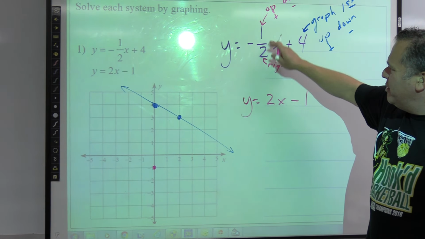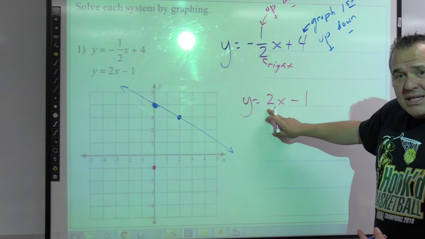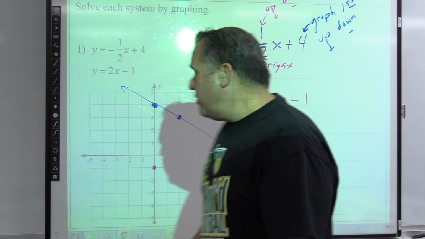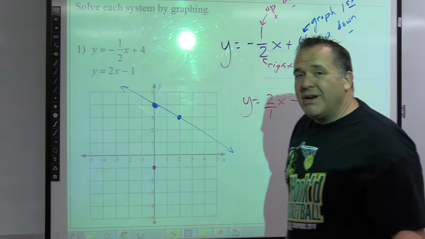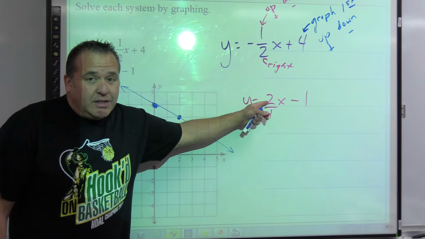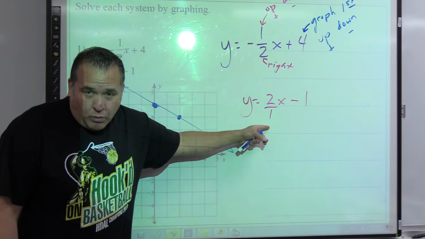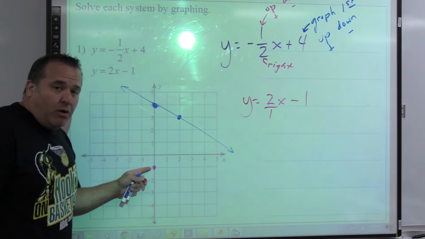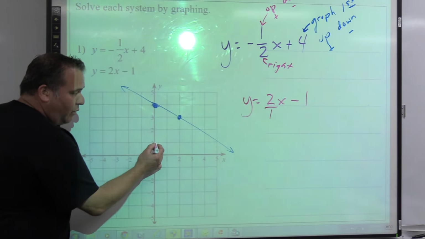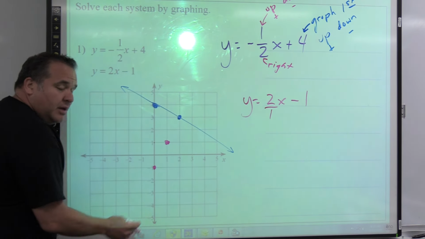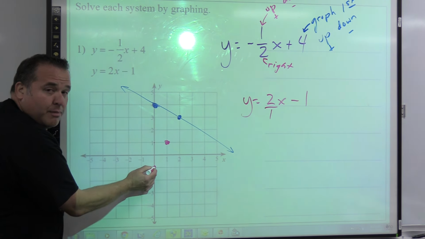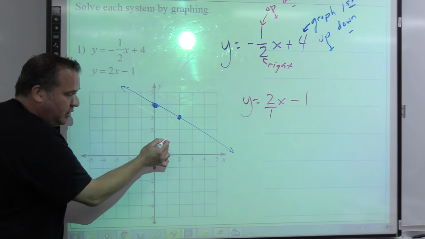Now we've got to go up or down and to the right, but there's no fraction. We have to make it a fraction. Remember, just put a 1 under it. So your slope is now a fraction: a positive 2 over 1. From my point, I'm going to go up 2: 1, 2, and to the right 1. Right here, you see that? So I went down 1 first, and then from my point I went up 2, 1, 2, and to the right 1.